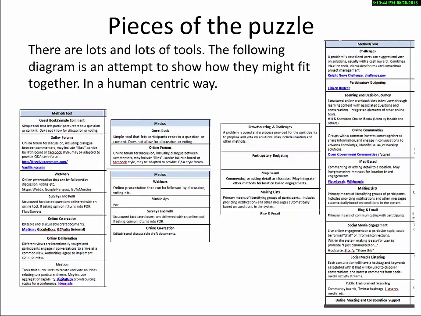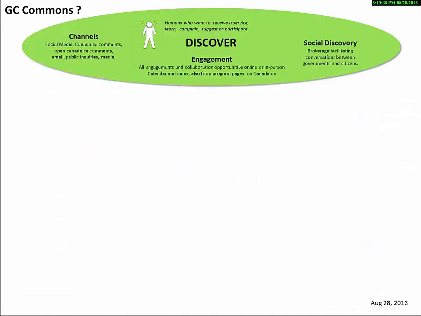If I look at the pieces that are out there, there are literally lots and lots of tools. And the diagram that comes next is an attempt to see how they might fit together in a human-centric way. So, maybe it's called a GC Commons.